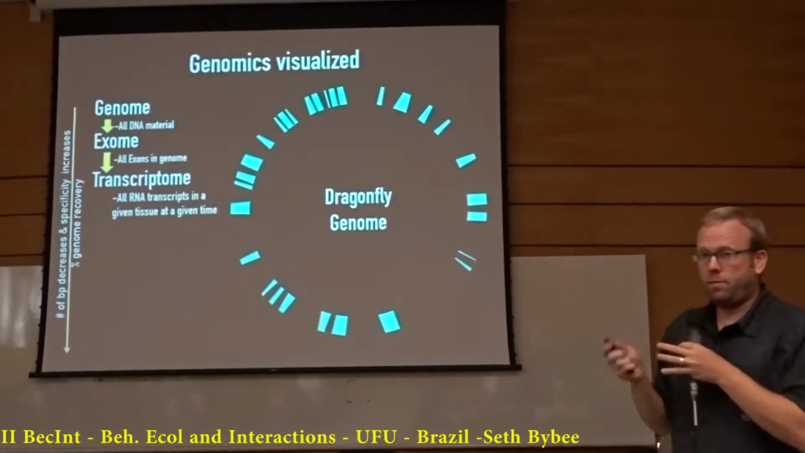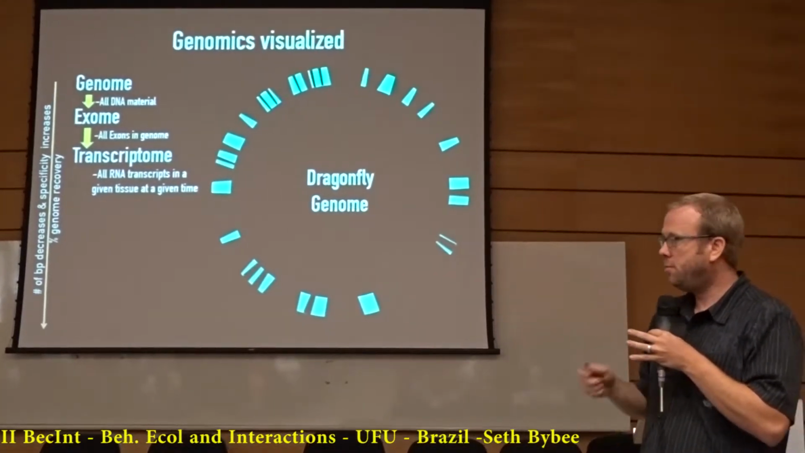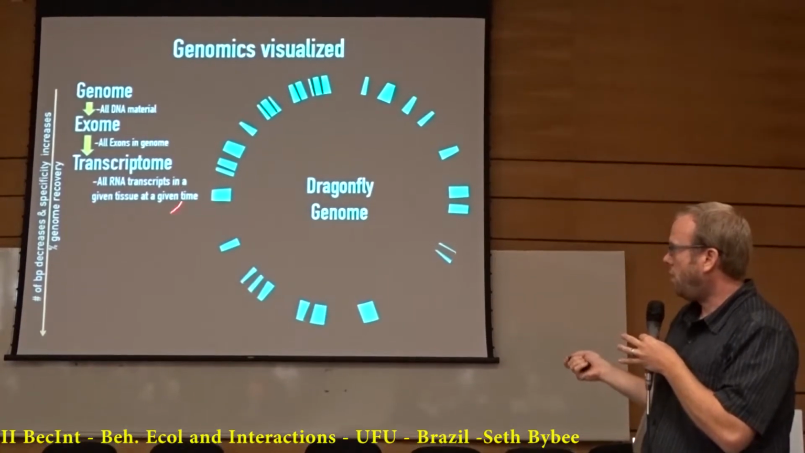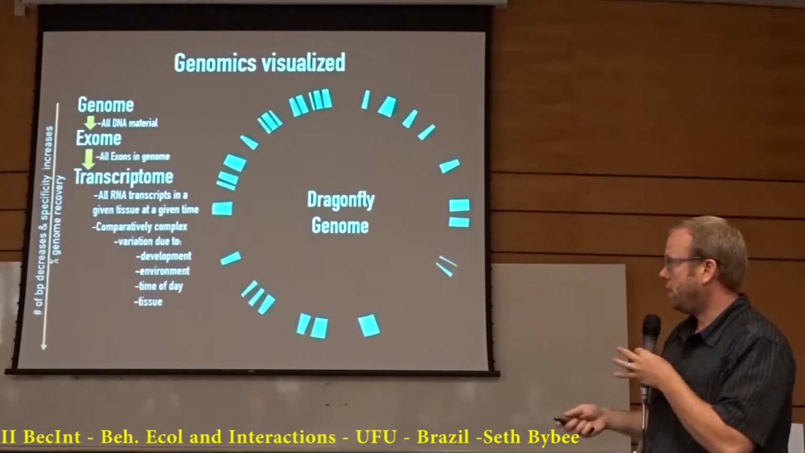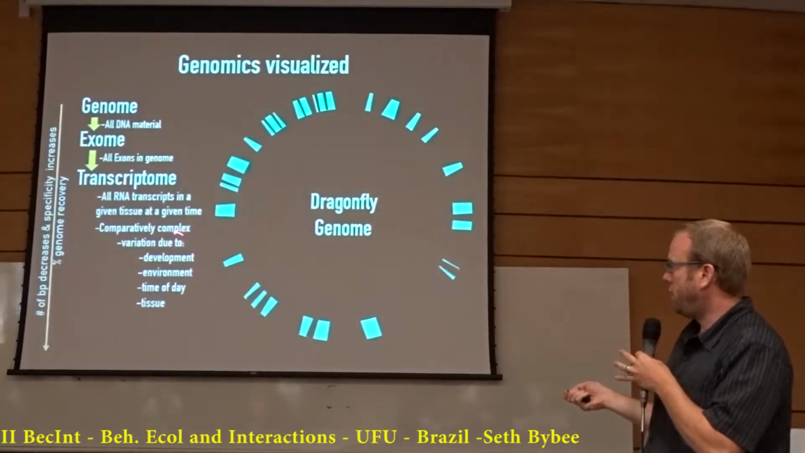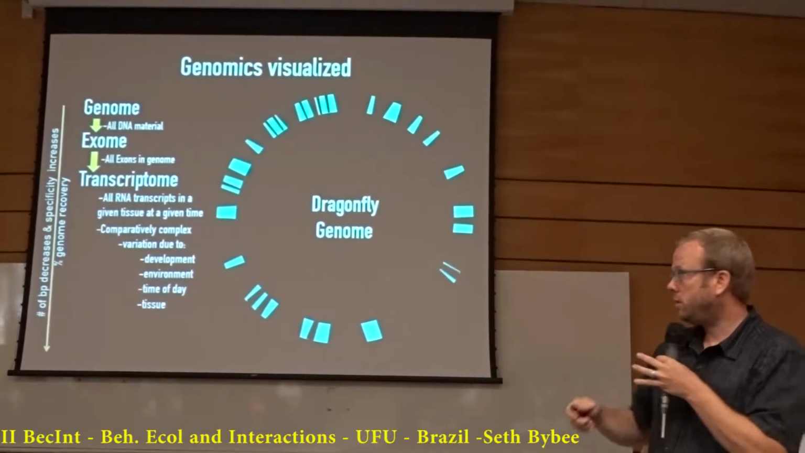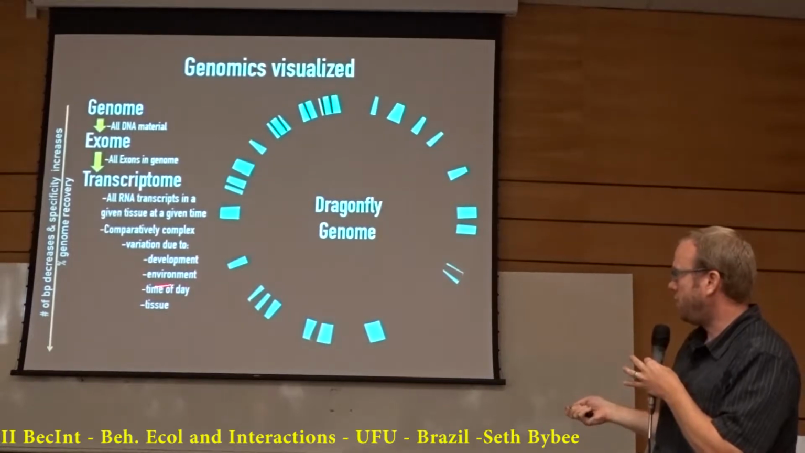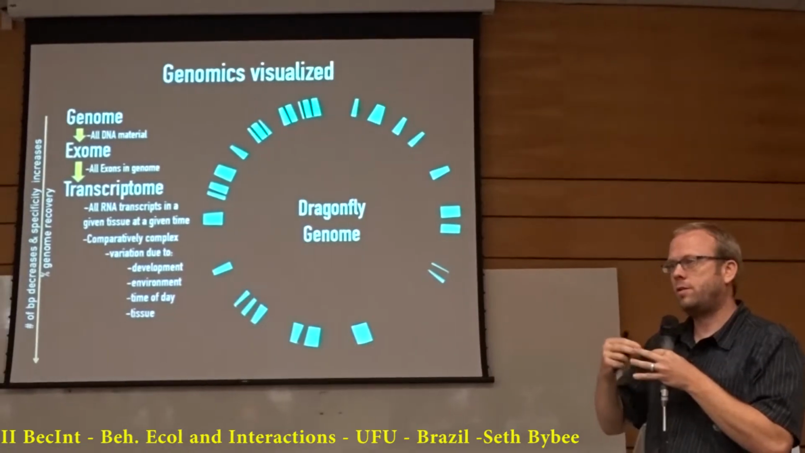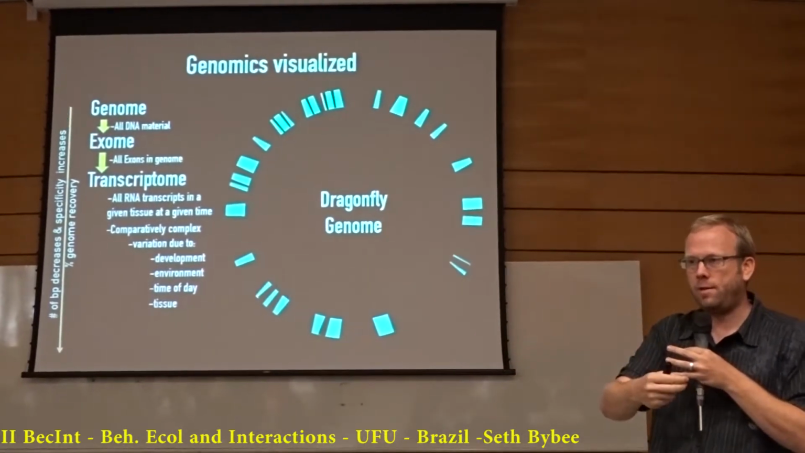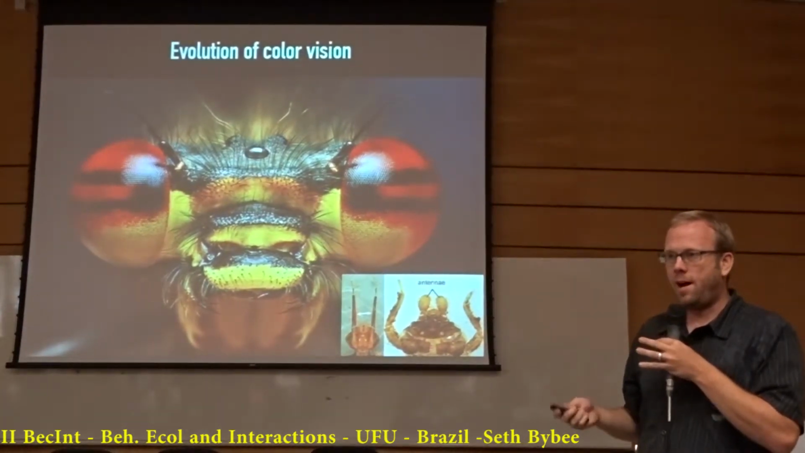And then you have the transcriptome, and the transcriptome is what we'll talk about today. It's a little bit more nuanced. This is all RNA transcript in a given tissue at a given time. And it's a little bit more complex just because there's variation due to development. So whether an odonate is a naiad or an adult, the environment can play a factor, time of day, tissue type, right? You're going to get a very different transcriptome if you pull from the muscle or if you pull from the eye. Okay, so we're working with dragonfly transcriptomes of the eye.